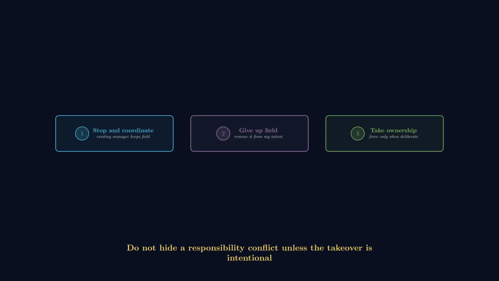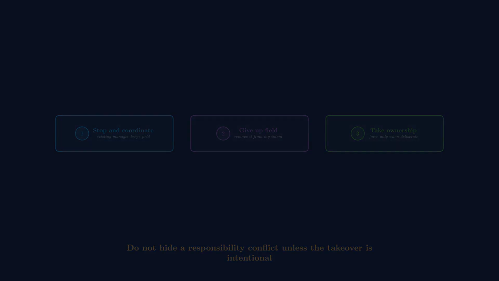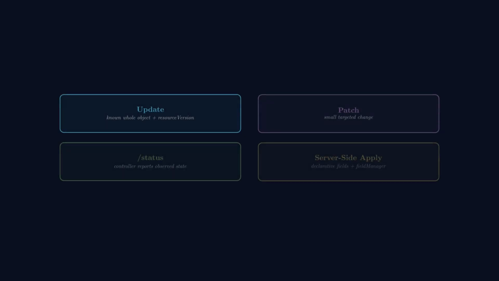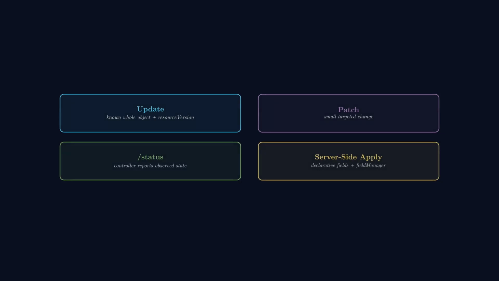We can now build a practical decision model. If you truly need to replace a known whole object, use update and its resource version. If you only need to change a small part, use a targeted patch. If a controller is reporting observed state, use the status subresource when the resource provides it. And if a declarative workflow is responsible for selected fields, server-side apply can make that field responsibility explicit.